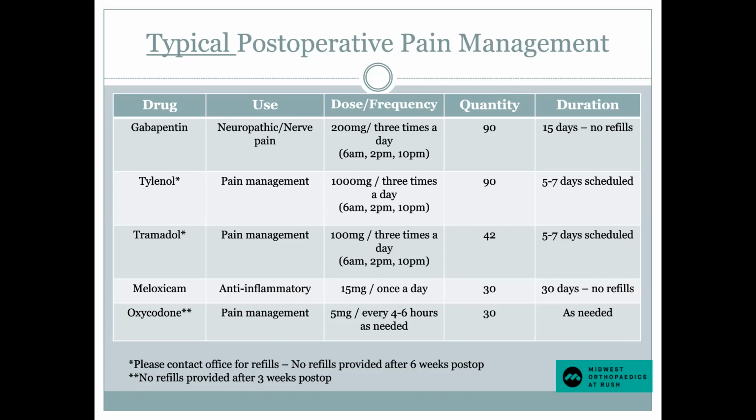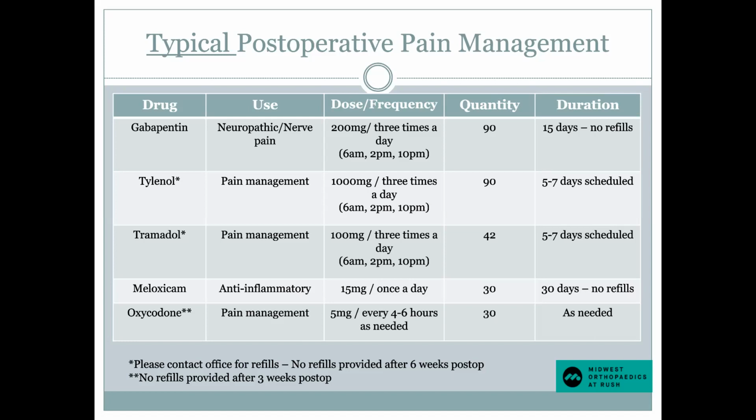The first one there is gabapentin that acts on nerve pain. It's 2 tablets every 8 hours, which would be 3 times a day, and it's prescribed for about 2 weeks. Then you have Tylenol, which is over-the-counter extra strength Tylenol for pain management. That's 2 tablets every 8 hours. It works well with the tramadol, which is a mild narcotic, and this is great for the pain management, the long-acting pain drug, and that can be 2 tablets every 8 hours. We also prescribe the meloxicam, which is an anti-inflammatory. That's once a day after a meal.